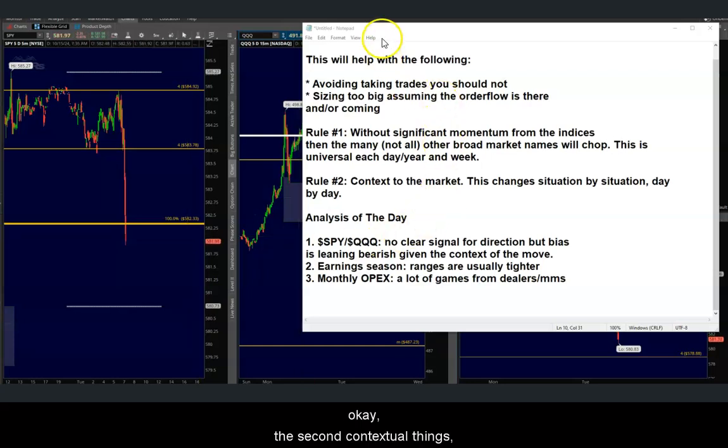Okay. The second contextual thing, where it changes situation by situation, is you have to take into account what the market's doing at large. Okay. And this is where I think a lot of systematic or rules-based traders that struggle from trading tend to have issues, because they're afraid to step out of their rules, okay, and to think contextually or to subjectively look at the market, okay.